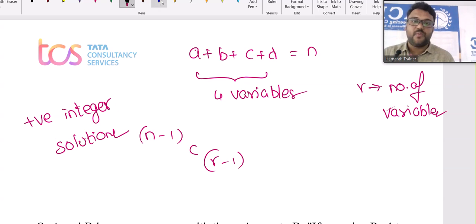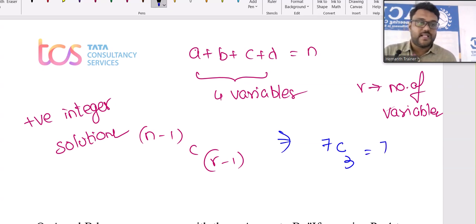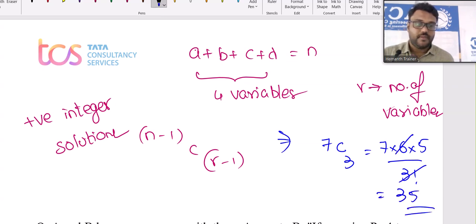Here for our question, what is n? The one which we solved, 8. 8 minus 1 means 7C3. 7C3 means from 7 you have to write 3 terms: 7 into 6 into 5 divided by 3 factorial. 3 factorial means 6. This cancels. 7 into 5 is 35. We already did it practically, and this is the short way of doing that.